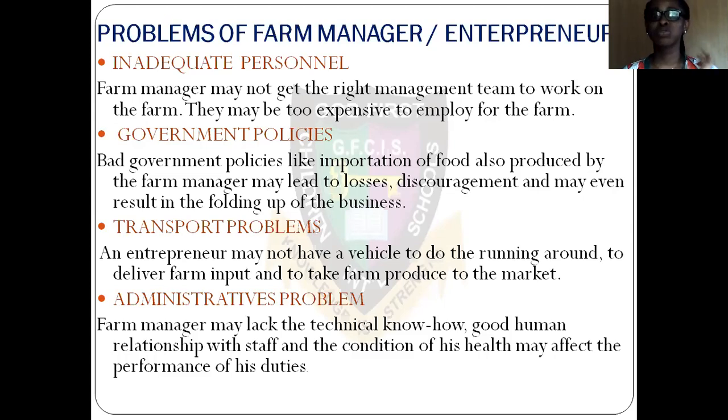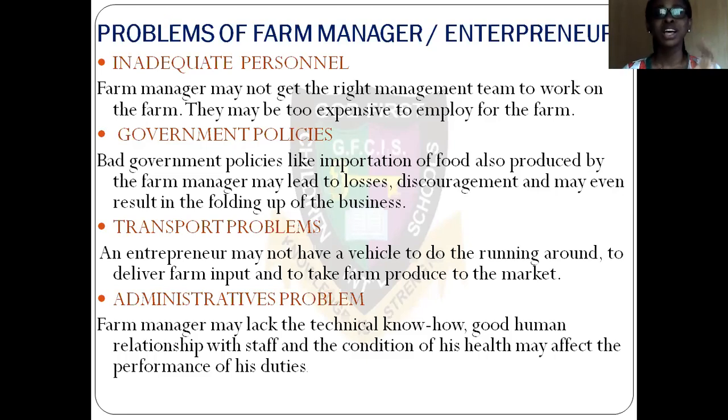The next one is transportation problem. After planting, producing, and harvesting, another problem is transportation problem, whereby the farm is very far from the market, and this may lead to loss of farm produce. An entrepreneur or a farm manager may not have a vehicle to do the running around to deliver farm produce and to take farm produce to the market.